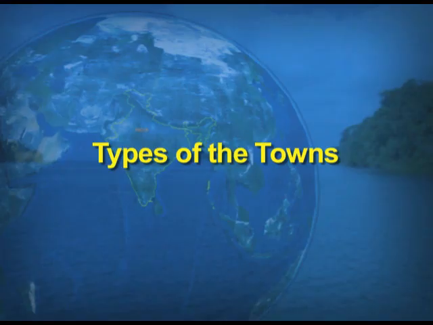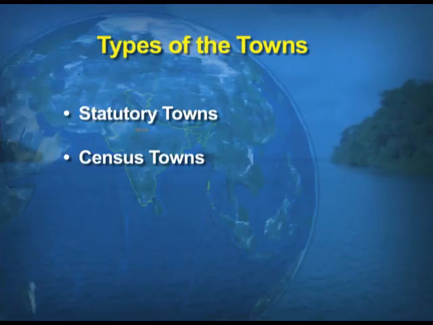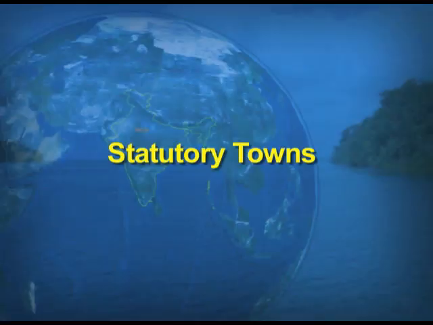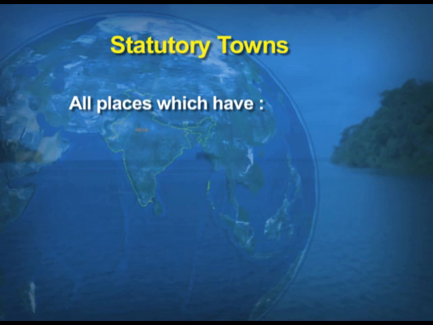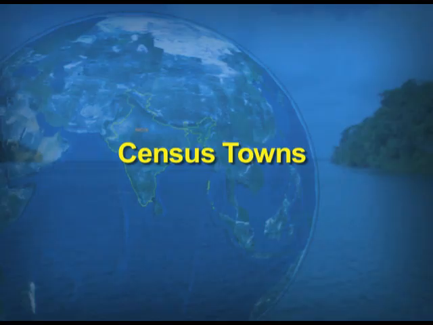Now, we will be talking about the types of towns. Generally, there are two types of towns. One is statutory towns and number two, census towns. Now children, what are the statutory towns? All the places which have a municipality or corporation, cantonment board or notified town area committee are known as statutory towns.